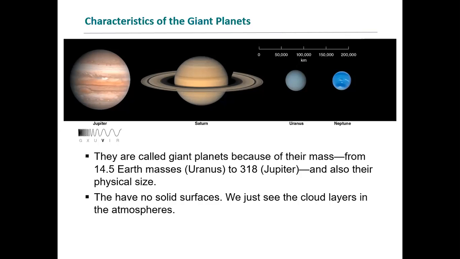They essentially have no solid surfaces. If you just flew into it, you'd see cloud layers, but the clouds would get denser and denser and denser and make a sort of smooth transition into a point where you just couldn't traverse any further because it's just too hard. So it's sort of like slowly running into a solid surface, but really there's no clear demarcation where that is.